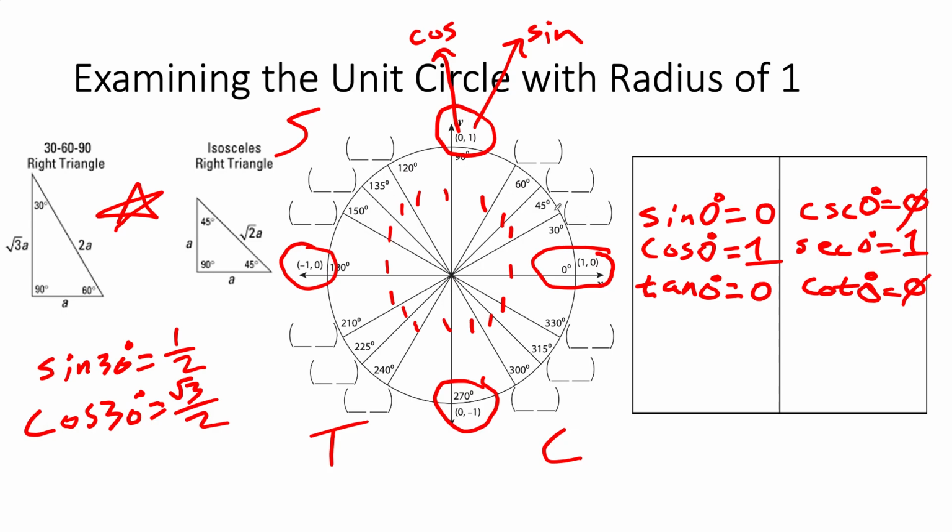And technically you could fill in all of these other ones as well. With 30 degrees, the cosine is square root 3 over 2, and the sine is 1 over 2. And we go to 45, and if you remember, 45 is 1 over the square root of 2, or square root 2 over 2 with both of them. And for 60 degrees, the cosine is 1 over 2, and then the sine would be square root 3 over 2.